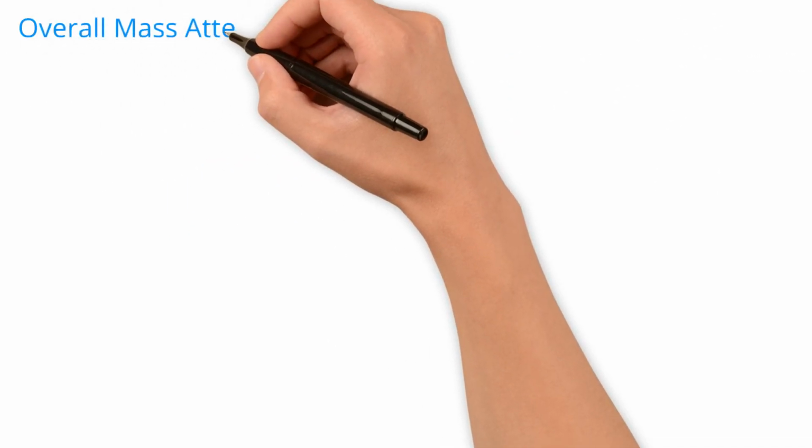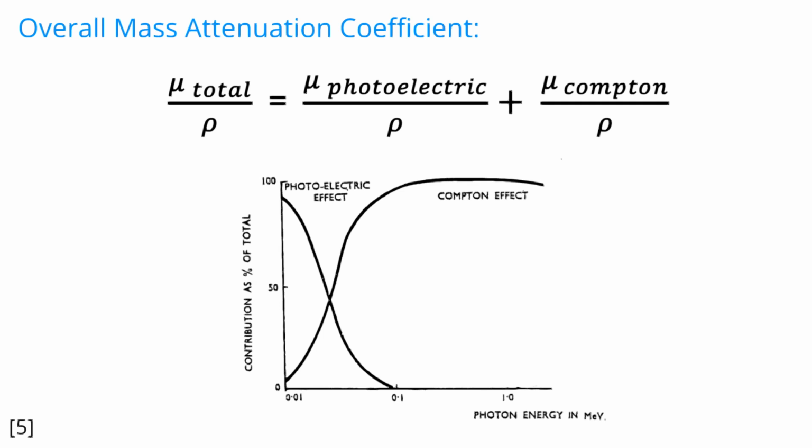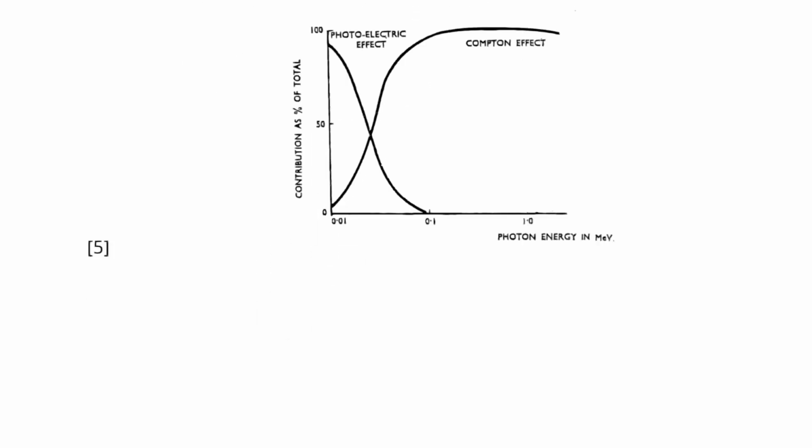We can consider the overall mass attenuation coefficient as a sum of contributions from both the photoelectric effect and Compton scattering effect. Consider the contribution of each as a percentage of the total as the energy of the X-rays increases. As discussed, the photoelectric effect decreases in significance at higher energies, and the constant contribution from the Compton effect therefore becomes more significant.